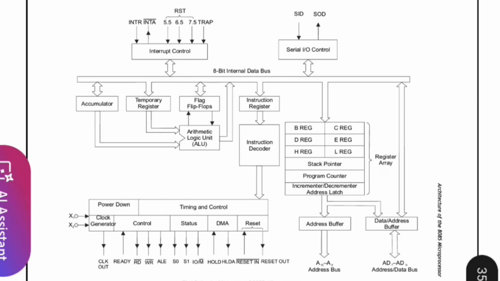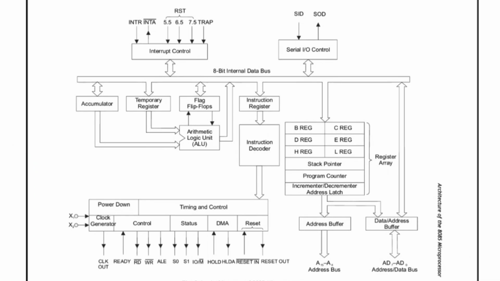Then there is a 16-bit program counter, a 16-bit stack pointer, and 8-bit general purpose registers, which are arranged in pairs of 3. Here in this architecture you can see there are six 8-bit registers, that is BC, DE and HL registers. These registers can be used as 8-bit registers separately or as 16-bit registers in pairs.